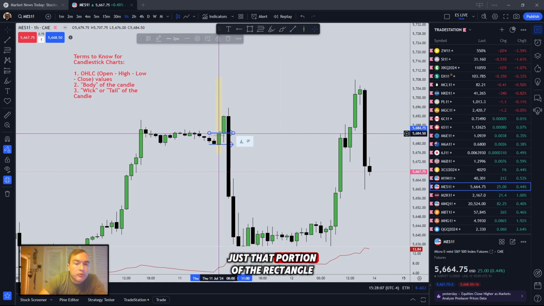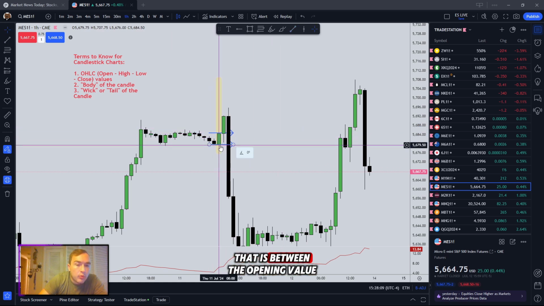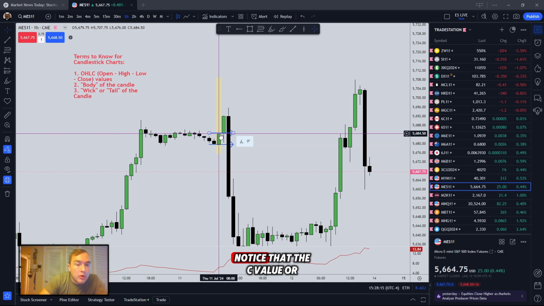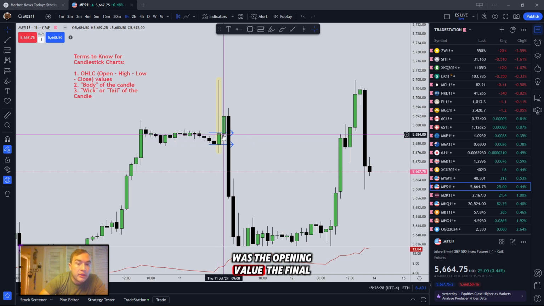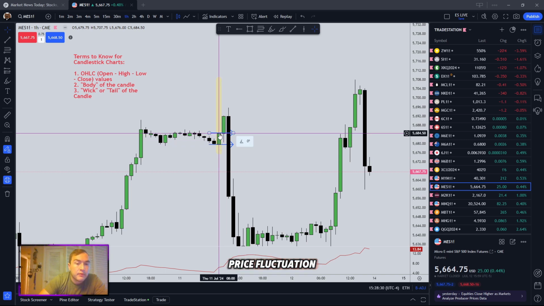Okay, just that portion of the rectangle that is between the opening value. So you see how it says that this candle opened at 5679.75. Notice that the C value, or the close value, is 5684.50. That means that the first price fluctuation in the 8 a.m. candle was the opening value, and the final price fluctuation for that hour of trading was the closing value.